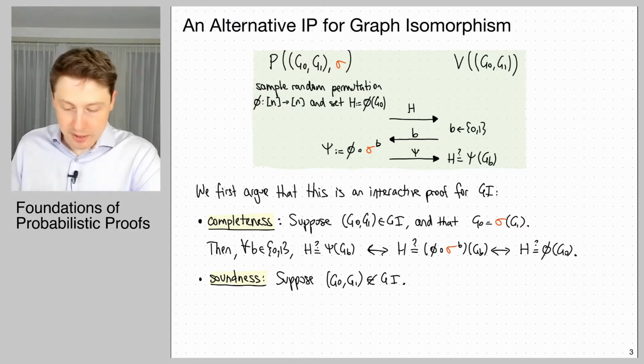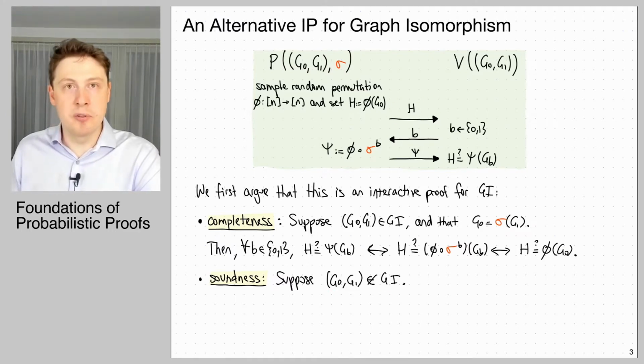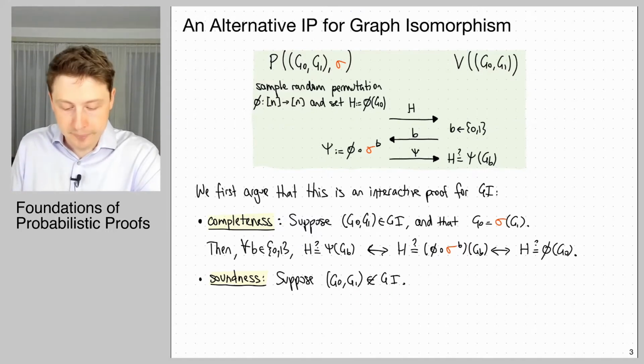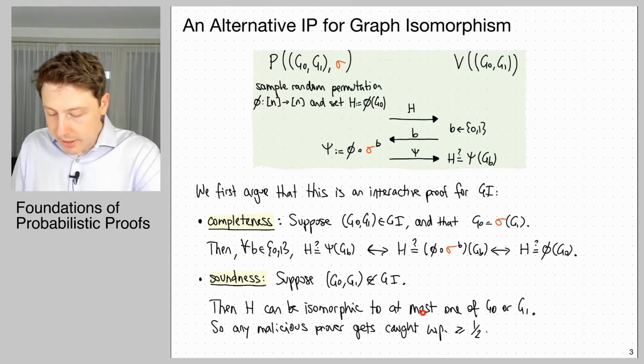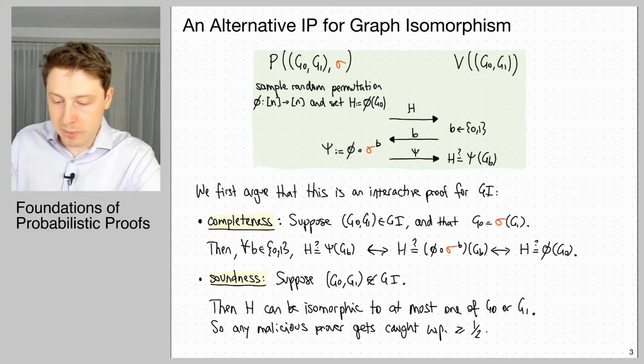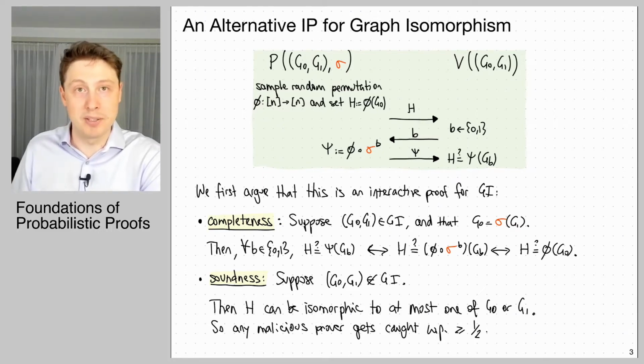Soundness is actually even simpler to think about because, look, if the two graphs are not isomorphic, then in this first message, the prover puts his foot down and says, here's a graph H, that he's allegedly claiming is isomorphic to both. But if they're not isomorphic, then H will be isomorphic to at most one of them, right? So because it is isomorphic to at most one of G0 or G1, any malicious prover will get caught with probability at least a half, right? Because with probability at least a half, B will be something for which H is just not isomorphic to it. And so there's nothing the prover can do here to pass the test.